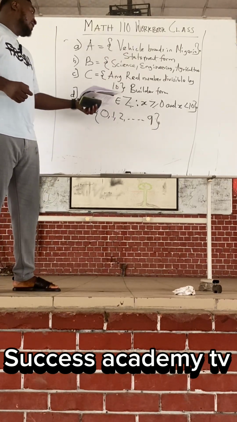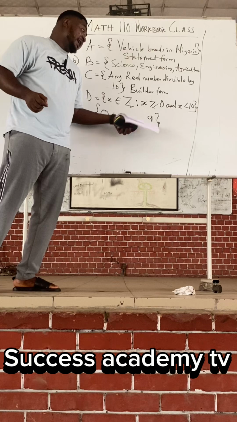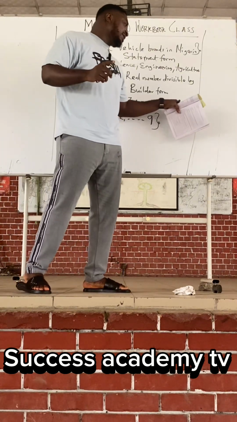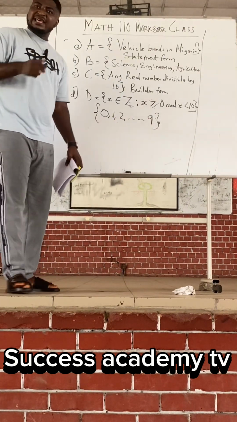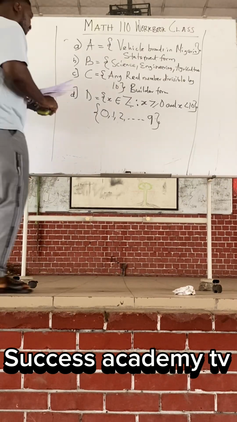Class, the members of this set are 0, 1, 2, 3, 4, 5, 6, 7, 8, 9. You stop at 9 because they say X must be less than 10. They do not say less than or equal to 10. Less than 10.